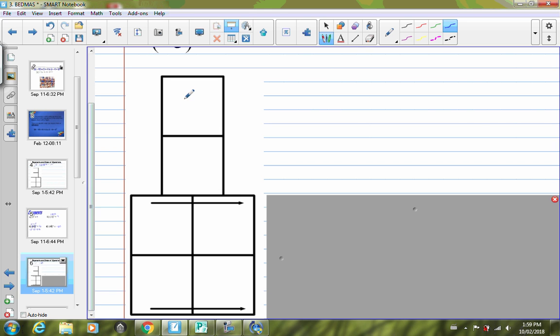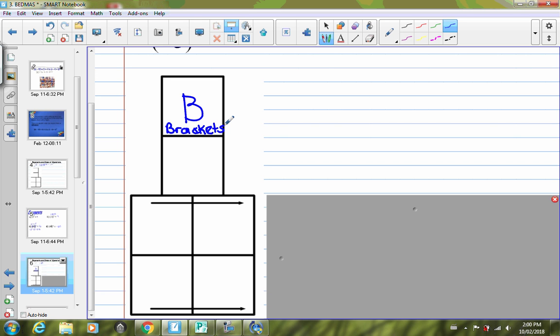So on the top here, we are going to write the letter B. B means brackets. So I'm going to write here brackets. Okay, so what do brackets actually mean?